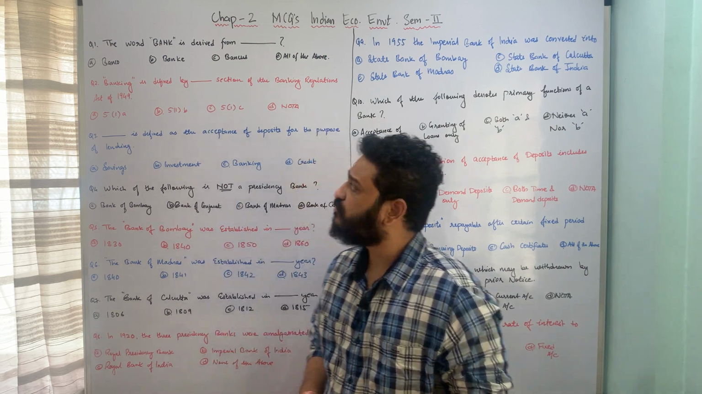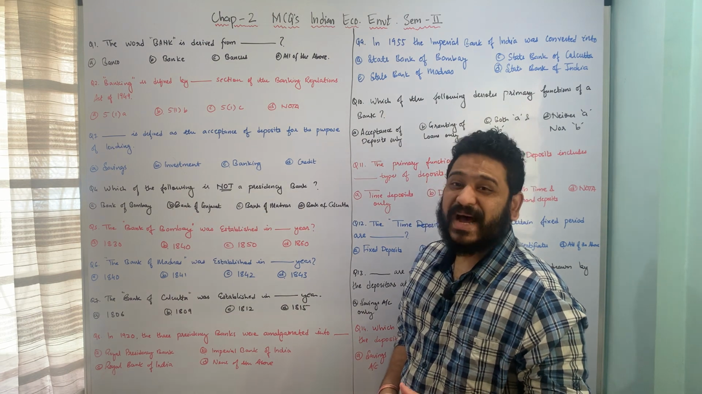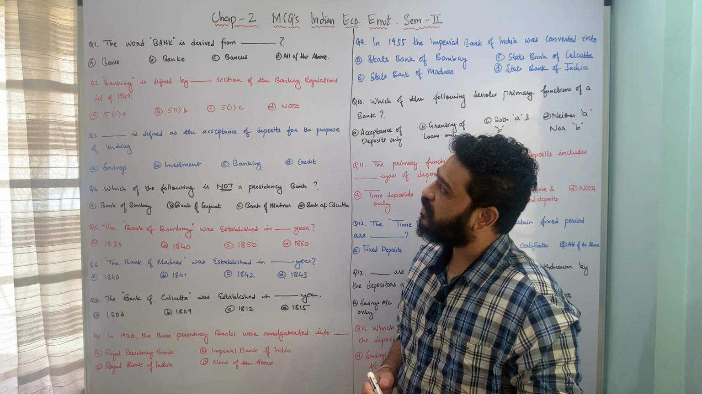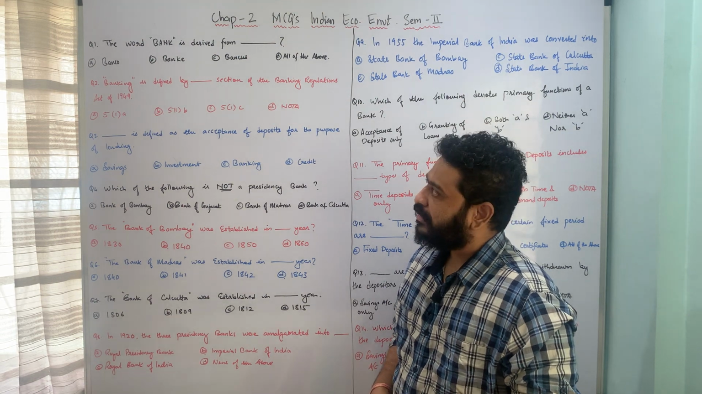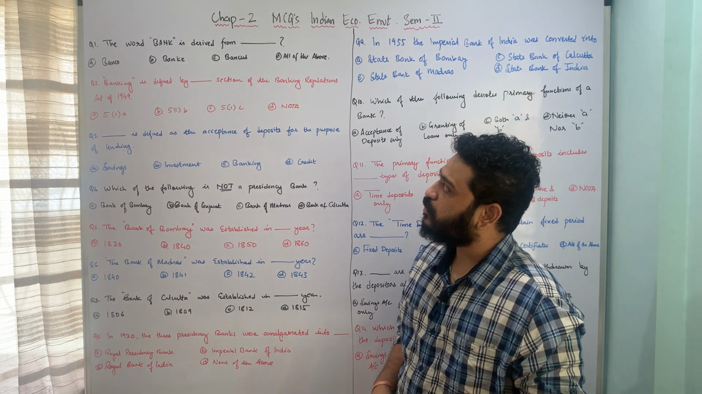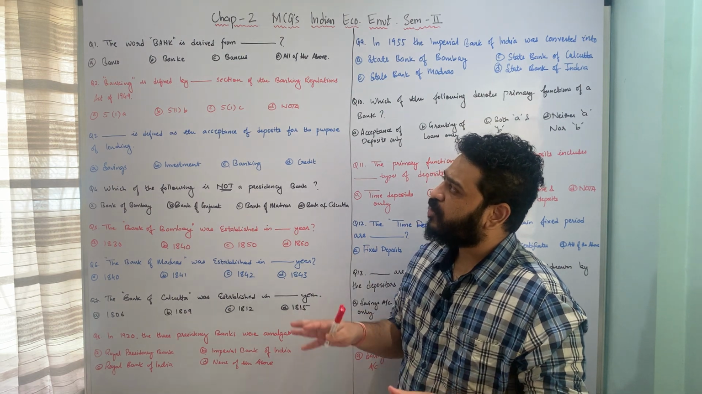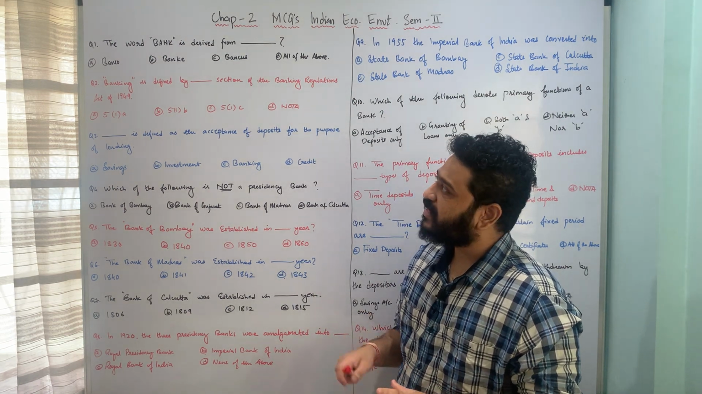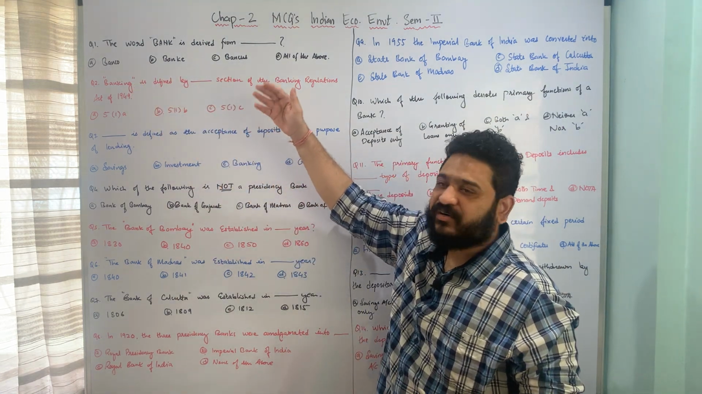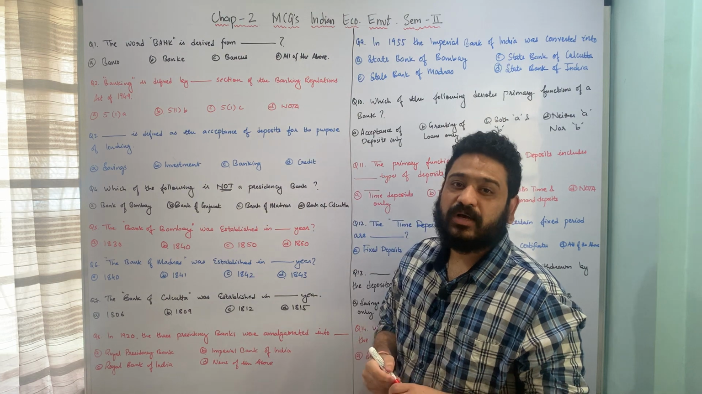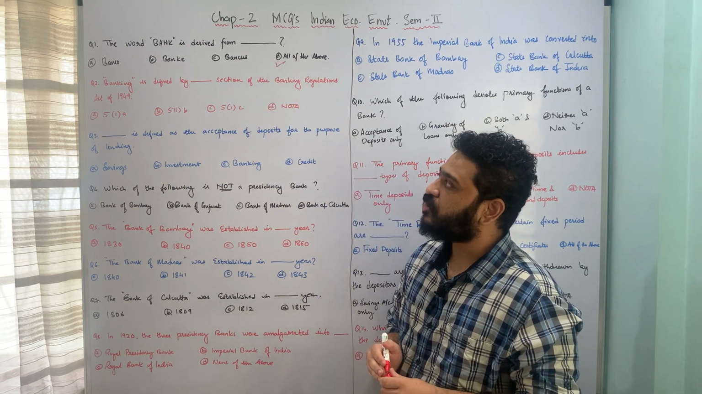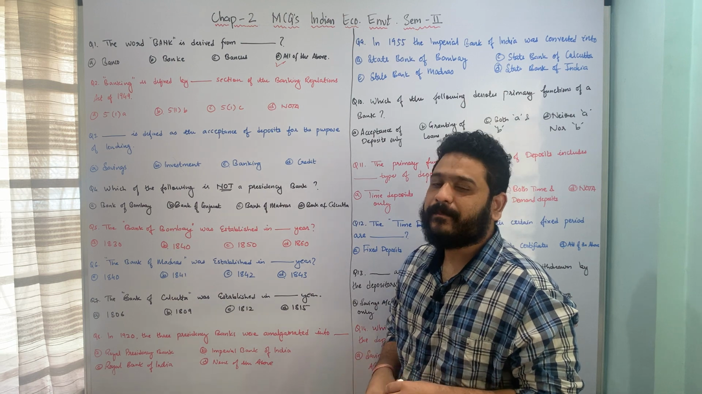So let's get started. The first question is, the word bank is derived from dash. The word bank is derived from A, banco, B, banque, C, bankers, or D, all of the above. So here, in a very comprehensive sense, the word bank is derived from all these three words coming out from different languages, and therefore option D, all of the above, is the correct answer to this particular question, which talks about the origin of the word bank.